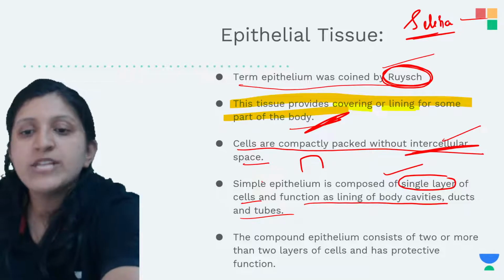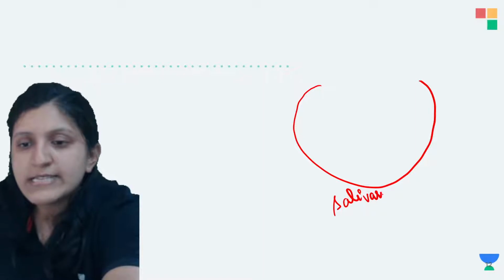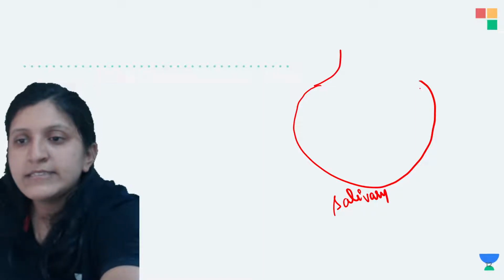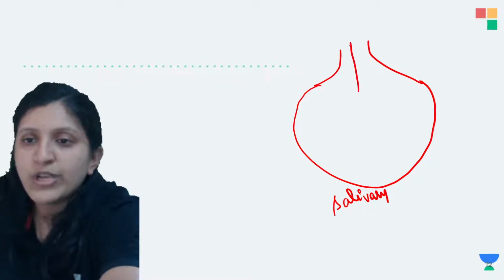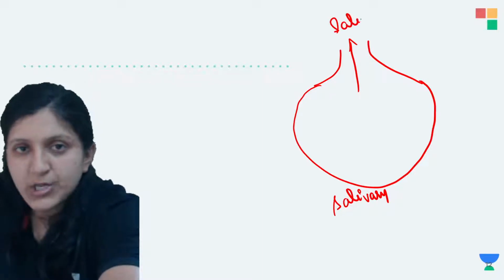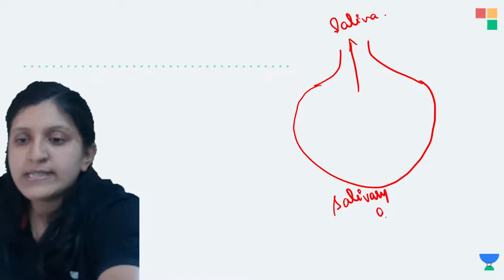Okay, so now you know, the fourth point says what? There is a simple, that means only one layer. So let's say this is a gland, or maybe we can say this is a salivary gland. It has a duct like this through which the saliva is secreted. So this one is the salivary gland.